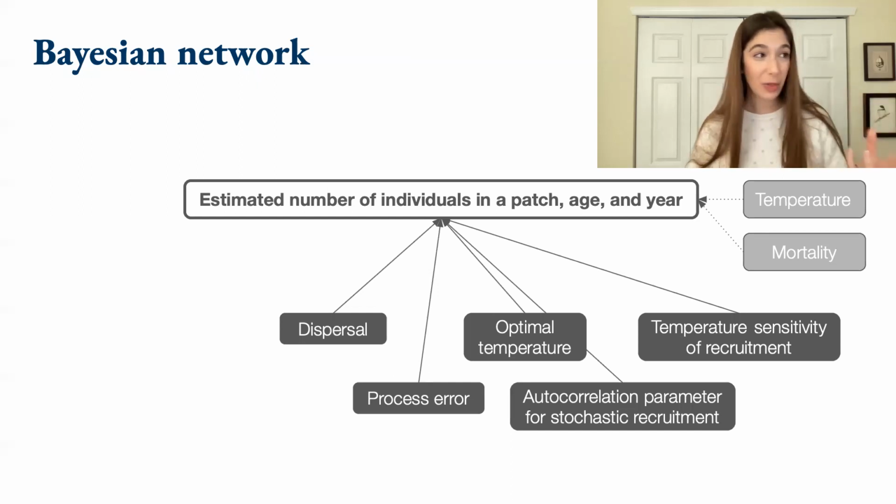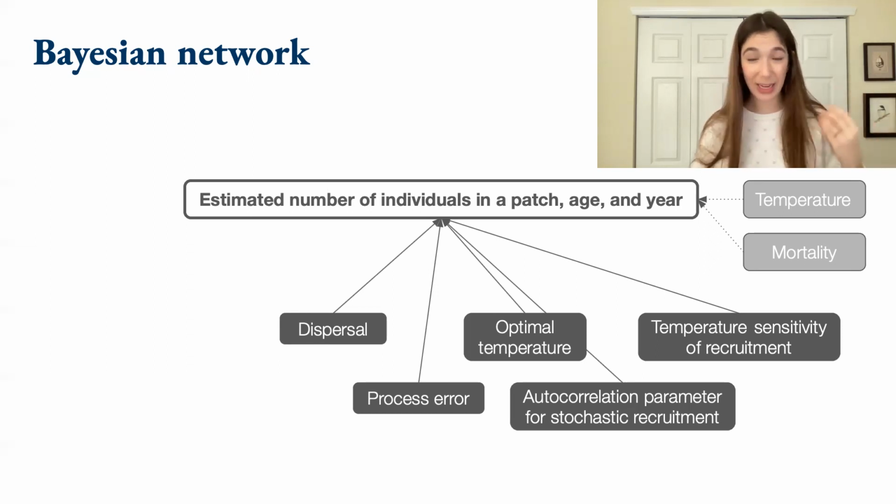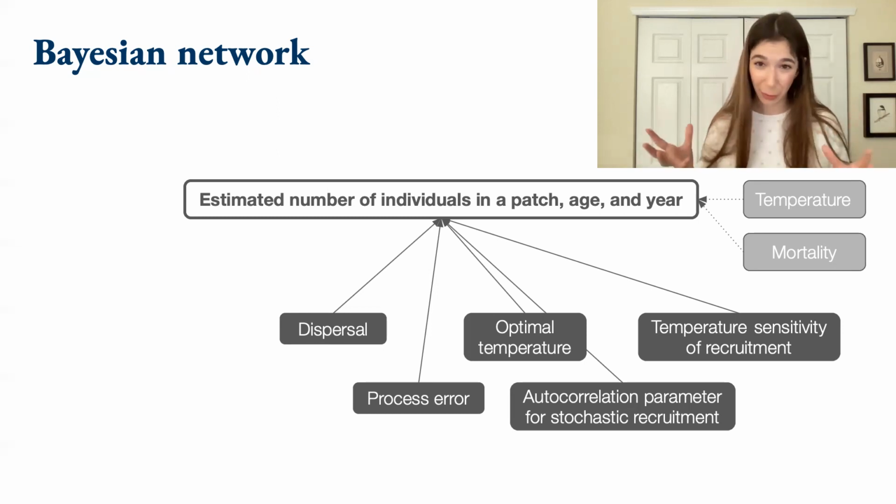So the quantity that we're trying to estimate is at the center of the slide, the true population size for every patch. This is a patch structured model. That's how we incorporate space. Every age, it's an age structured model, and every year, which is our time step. And here we're saying that that true population size is conditional on a number of variables related to recruitment. In the oceans, recruitment can be a very stochastic process. So we're modeling that here.